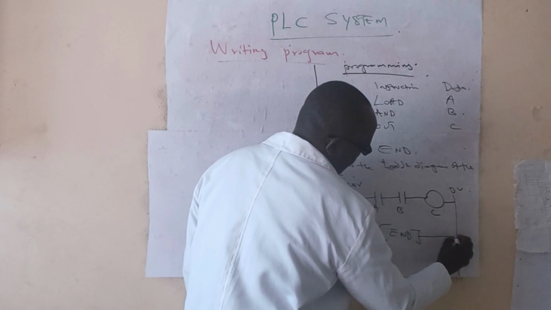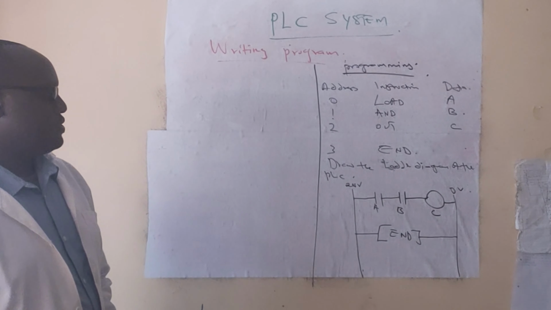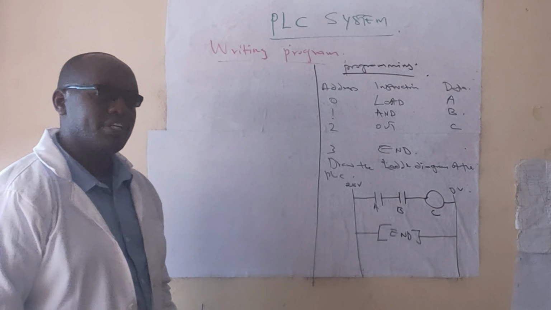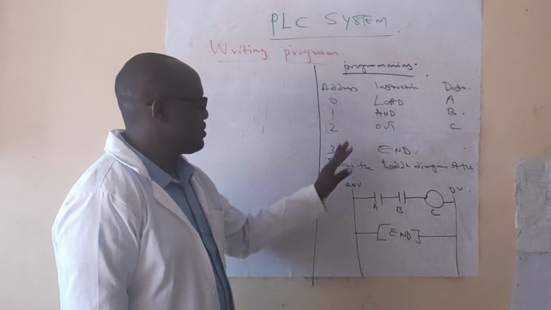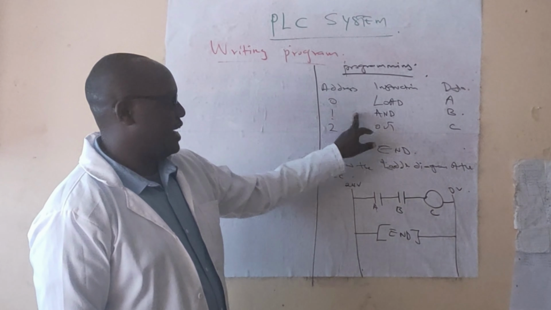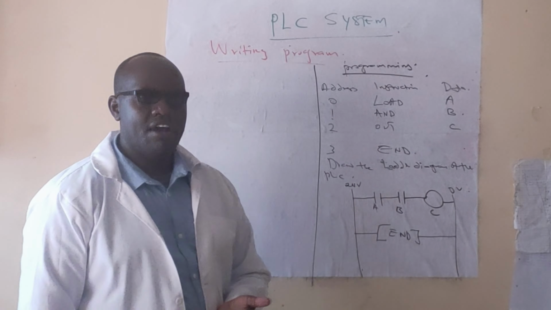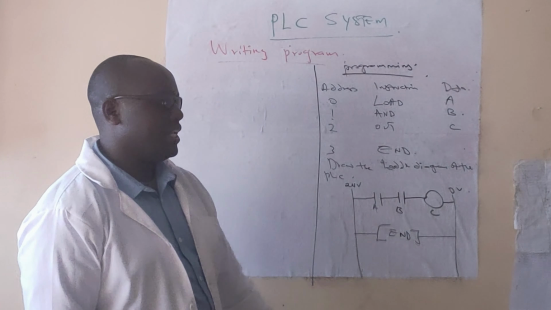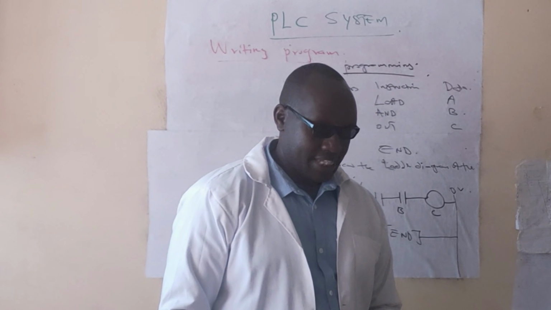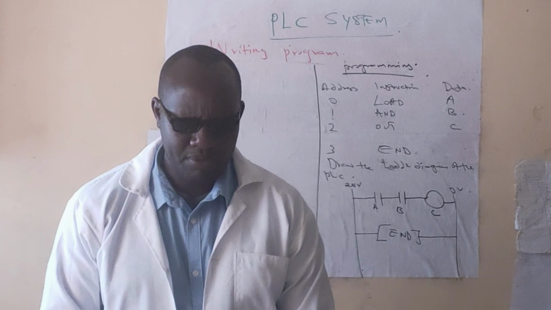So that is another example. We've been given the program, the instructions, the address, and the data formats. In this, we are told to load A, AND B, and then output C. After you have done that, you end the program. Let's see if we can get another example before we finish.